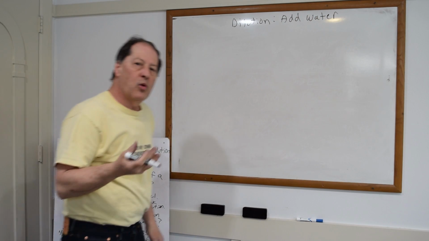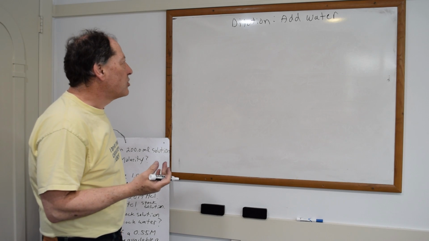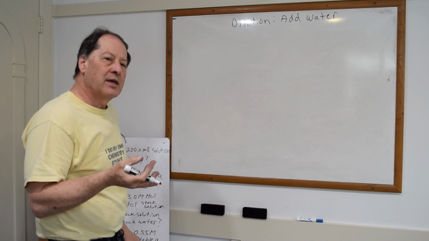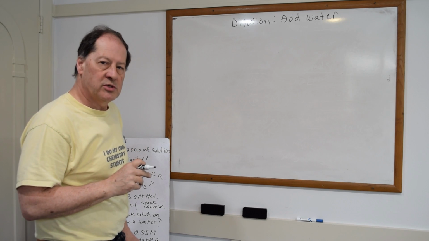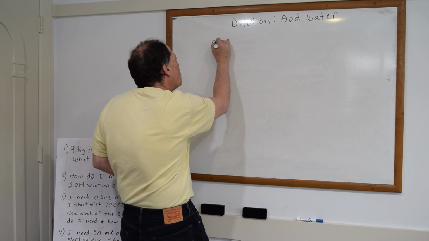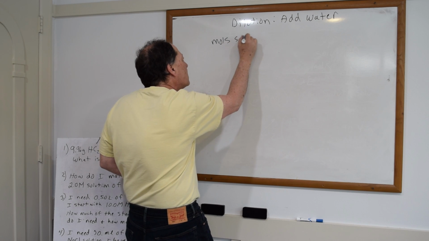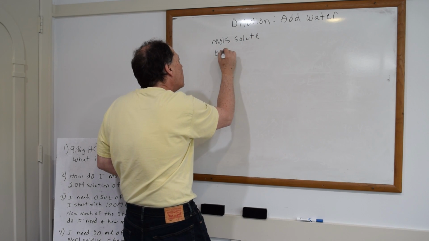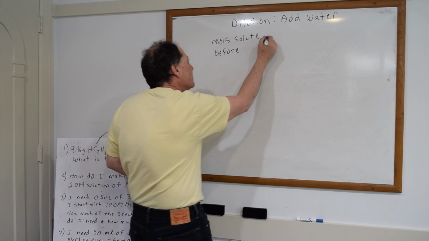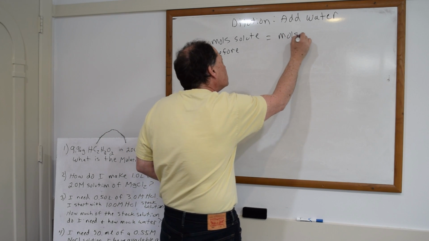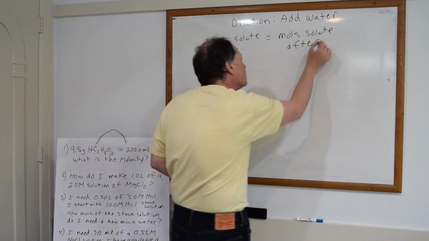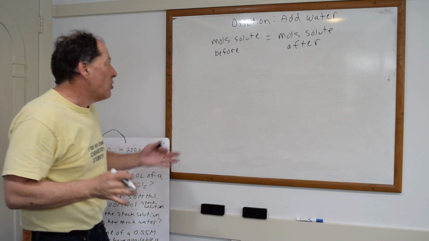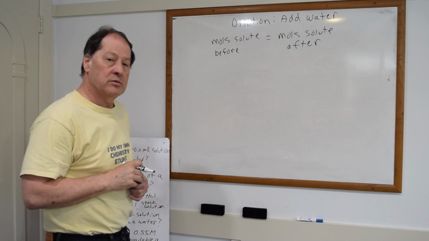So let's look at what happens when I dilute something. Okay, so this is important now. I'm going to derive an equation for you real quick. So when I dilute something, I'm only adding water. I'm not changing the amount of solute, right? So I can say the moles of solute before the dilution is exactly equal to the moles of solute after the dilution. Okay? If I'm just adding water, I'm not changing the amount of solute, right?